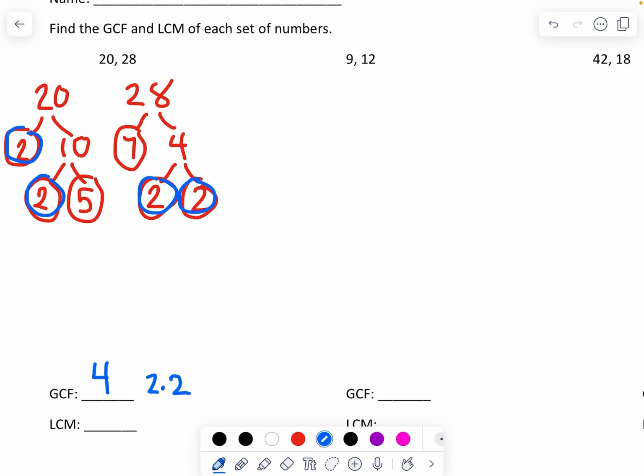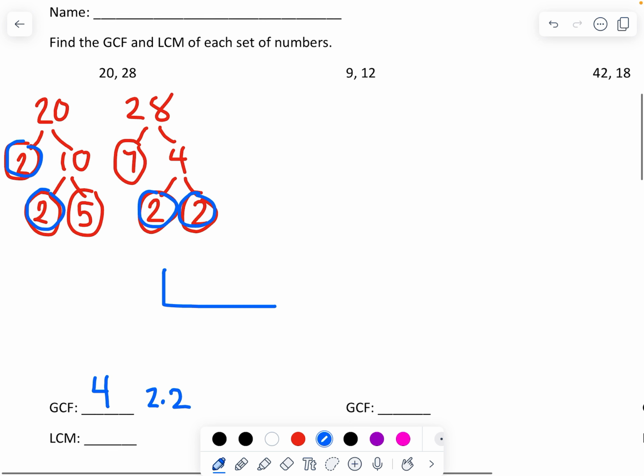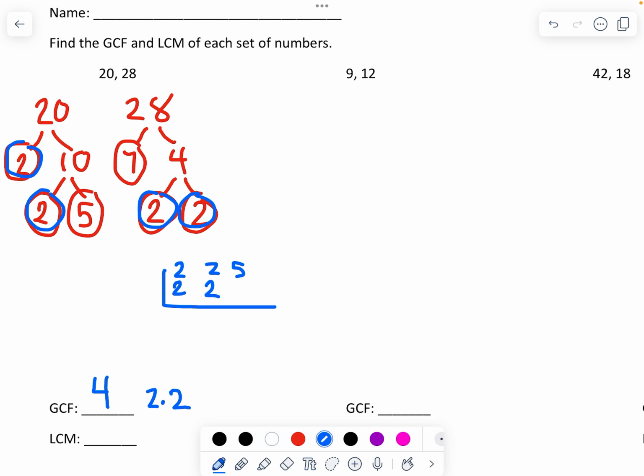Now, for LCM, we're going to do our table. So I'm going to start with the 20, and I'm going to put 2, 2, and 5. Now for the 28, we have a 2, so that's going to go underneath the other 2. And the next 2 is going to go under that one. And then the 7, it doesn't match up with 5, so I'm going to skip the 5, and I'm going to put a 7 right there.